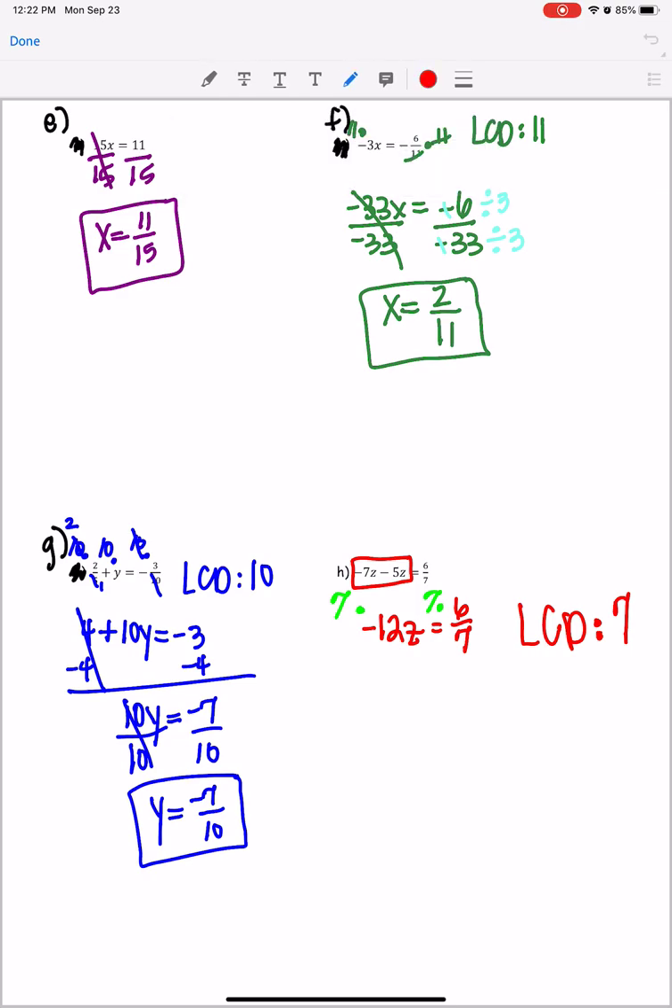So 12 times 7. 2 times 7 is 14. 1 times 7 is 7, plus the 1 is 84. And because it's negative, we'll have a negative 84z equals, my 7s here cancel, this just equals 6. And then my last step is to divide by negative 84.